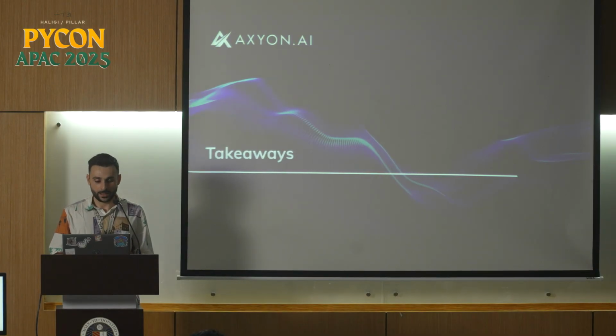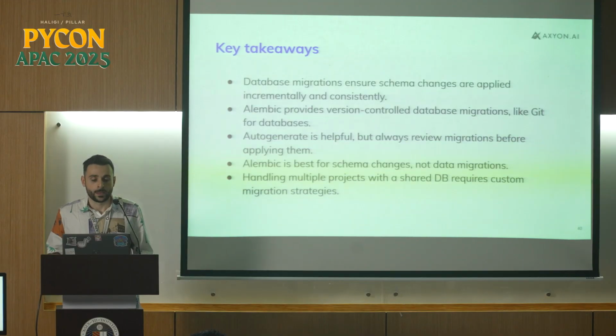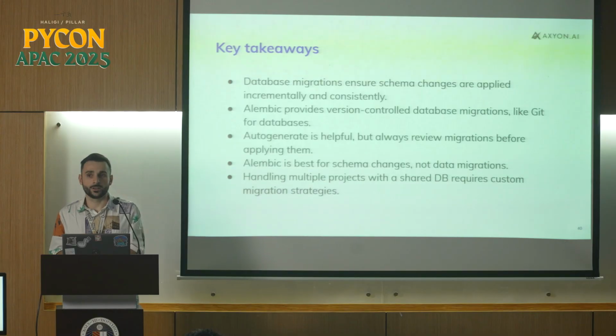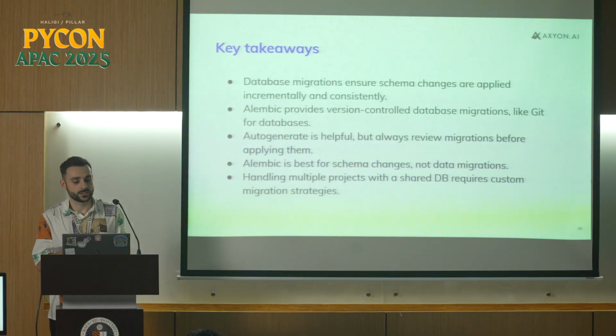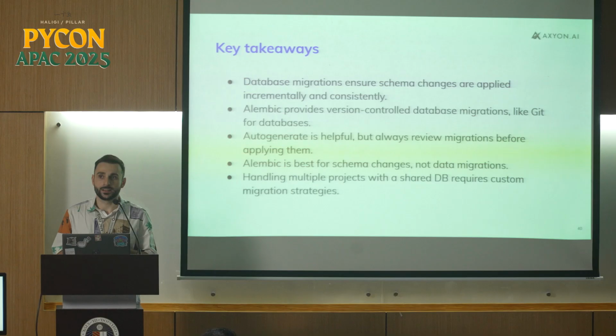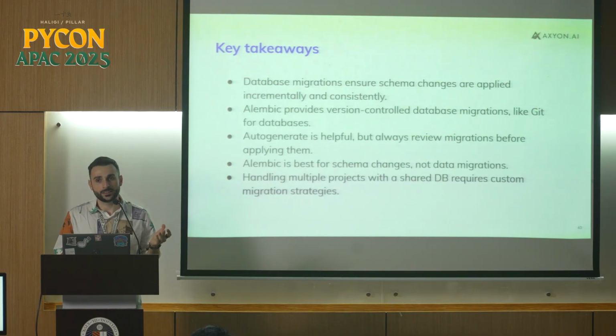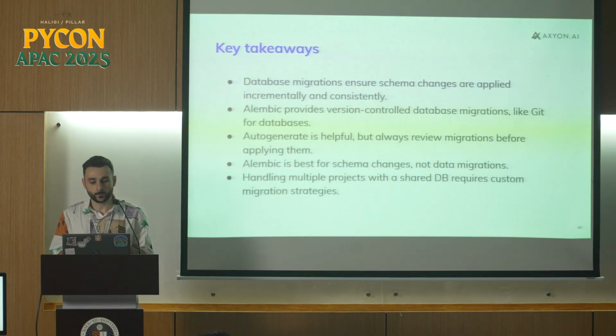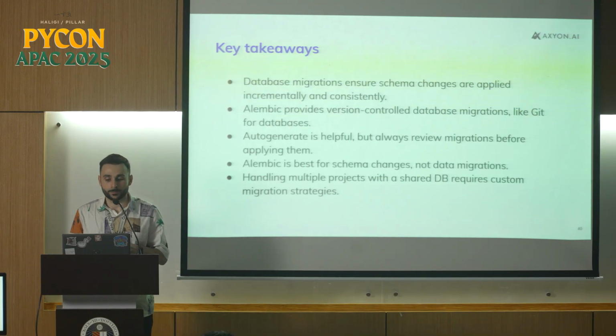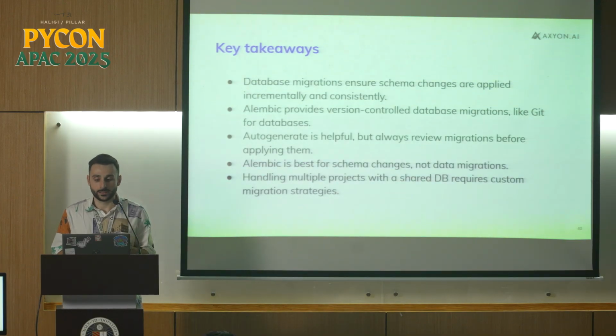So the main key takeaways from this talk, I think: database migration is something that you need to use to keep track of the schema changes that you're making, because the requirements in your software can change over time. And one of the tools that you can use in Python is definitely Alembic, which provides you a version-controlled way to run database migrations, and it's similar to Git, so you can get a grasp of it just by knowing Git.